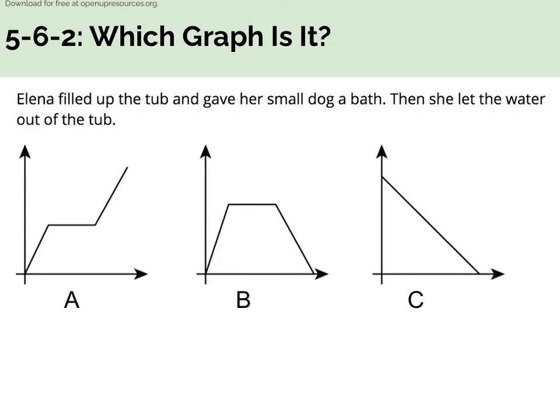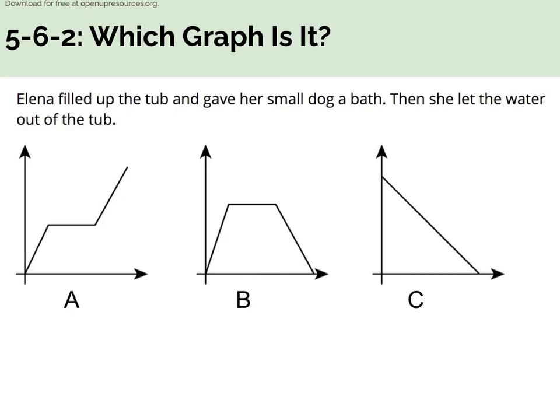Elena filled up the tub and gave her small dog a bath, and then she let the water out. So if we think about the different graphs themselves, let's figure out which one it would be. Let's look at C. Here, if the height of the water is the y, and time is the x, this is where the tub was actually filled and it's coming out. If we look at this one, same thing, the height of the water is the y, time is the x, it's filled up, stays for a while, and then it's filled up again.